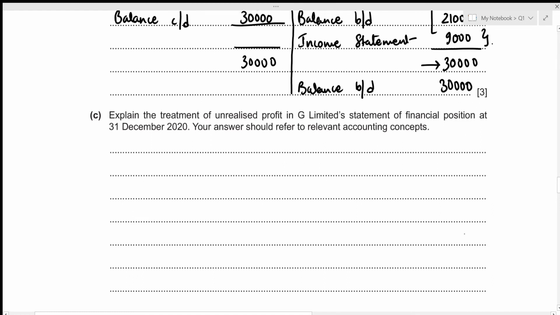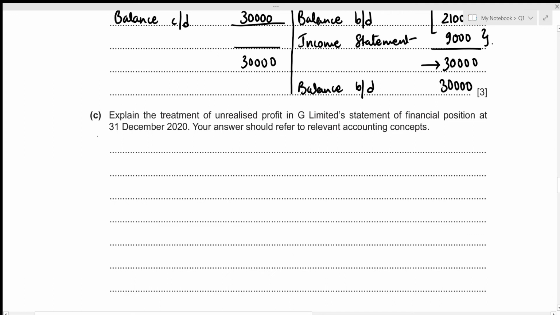Explain the treatment of unrealized profit in G Limited's statement of financial position at 31st December 2020. And your answer should refer to relevant accounting concepts. So in case of the statement of financial position, we obviously record our closing inventories, right? But what we know is that we only record the closing inventories at cost. But since we are given the closing inventories of finished goods at a transfer price, which means that it already includes a profit. So this profit is referred to as unrealized profit because the goods have not yet been sold, so we cannot realize the profit right now. We only need to record it at the cost price, right?